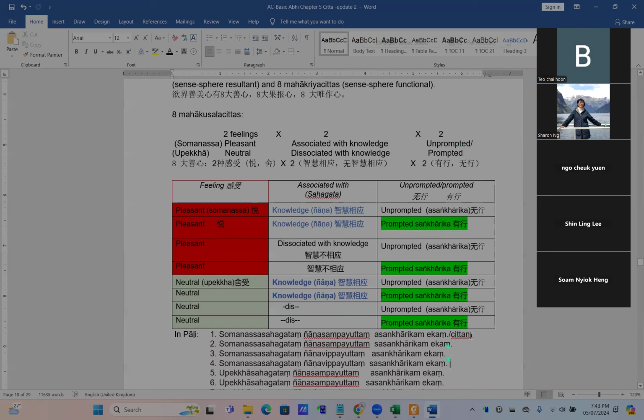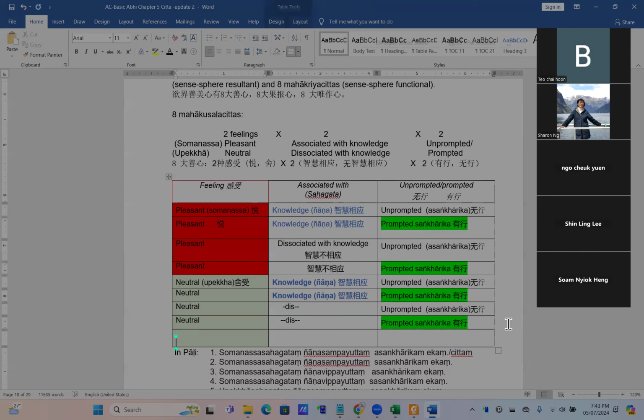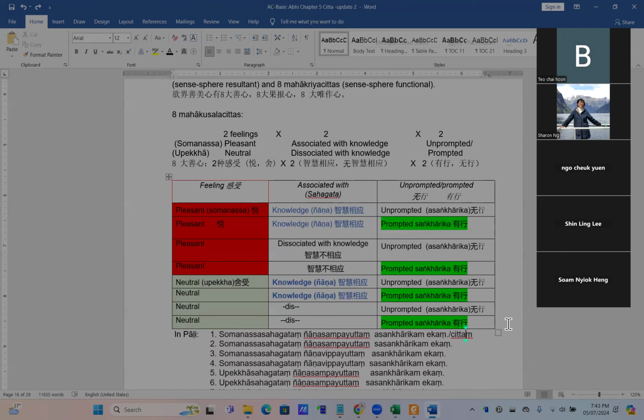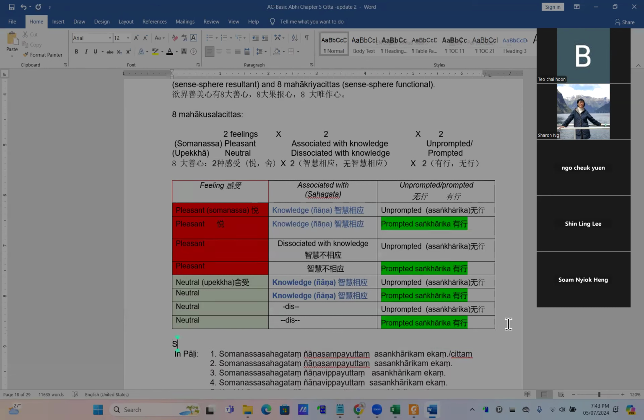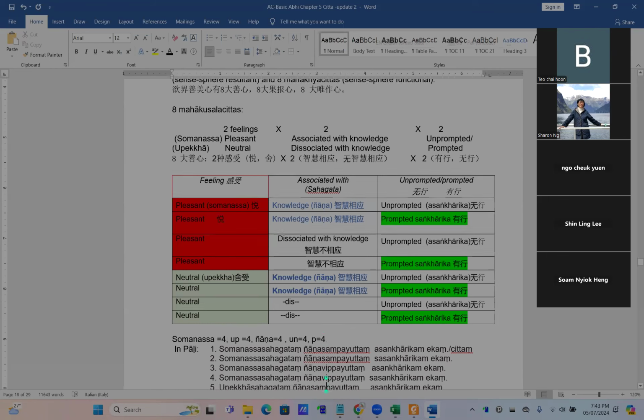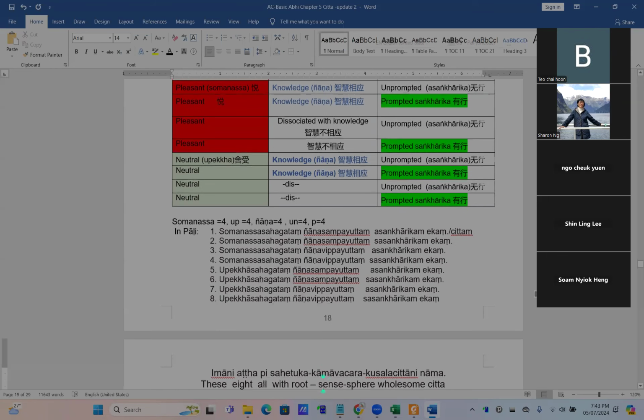Okay, so you can just write somewhere. Somanasa, 4. Upekkha also 4. Nana, associated with knowledge, also 4. Dissociated with knowledge, 4. Unprompted also 4. Prompted also 4. So very easy. Everything is 4 and 4 and 4. All right. Now I'm going to the questions before we finish.